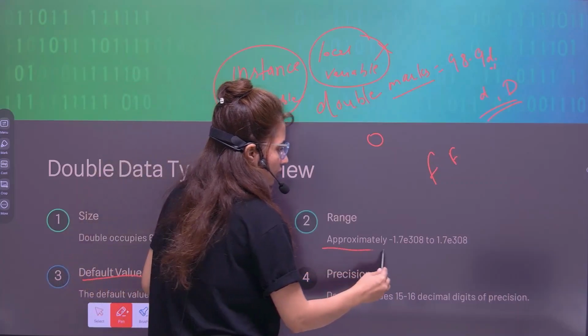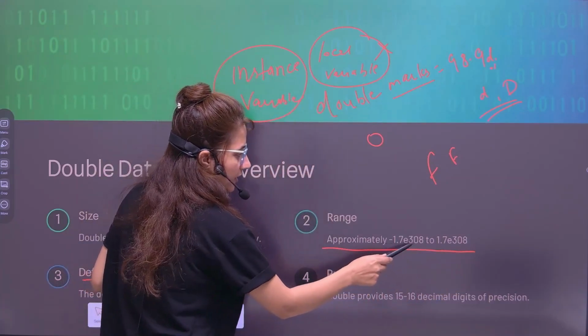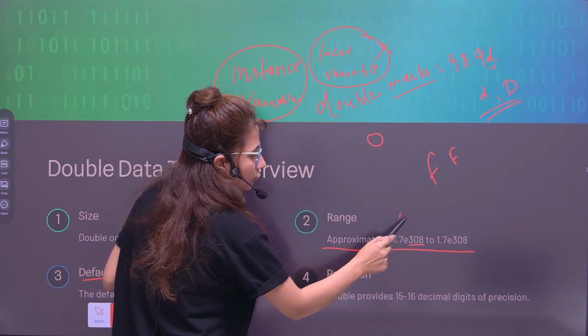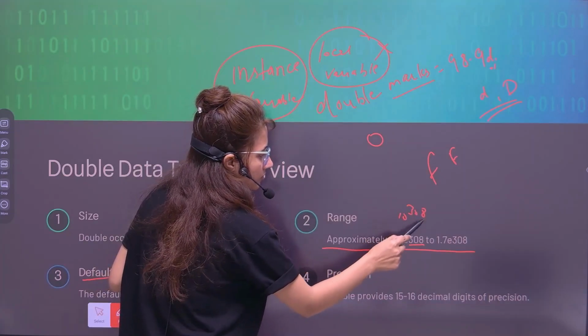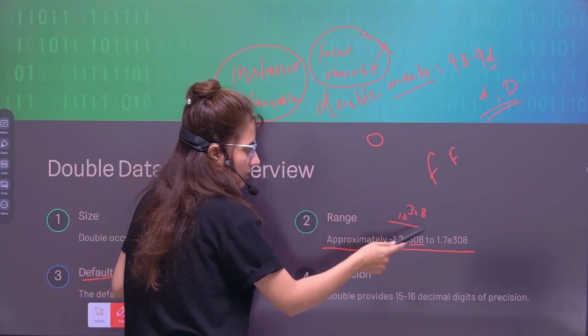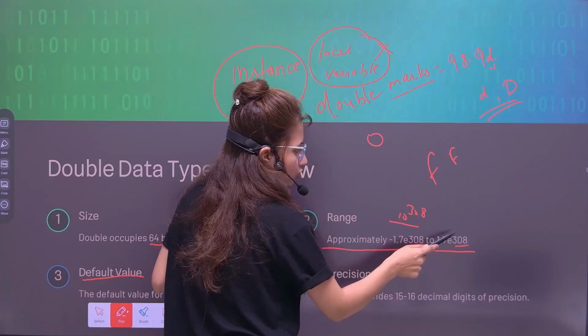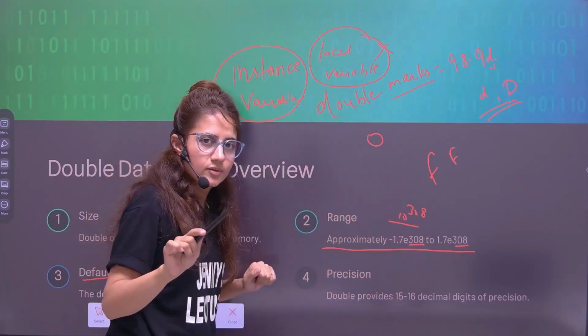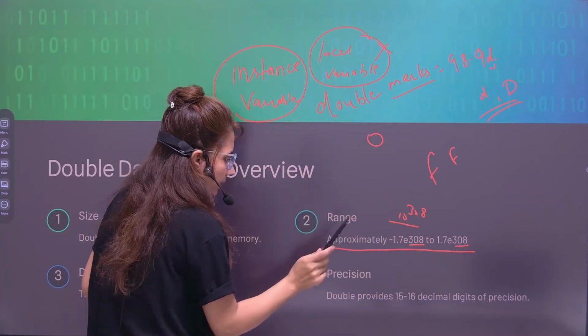Range is this one, approximately 1.7 e 10 raised to power 308. See how many zeros? 1.7 e 10 raised to power 308. So this is the range of double.